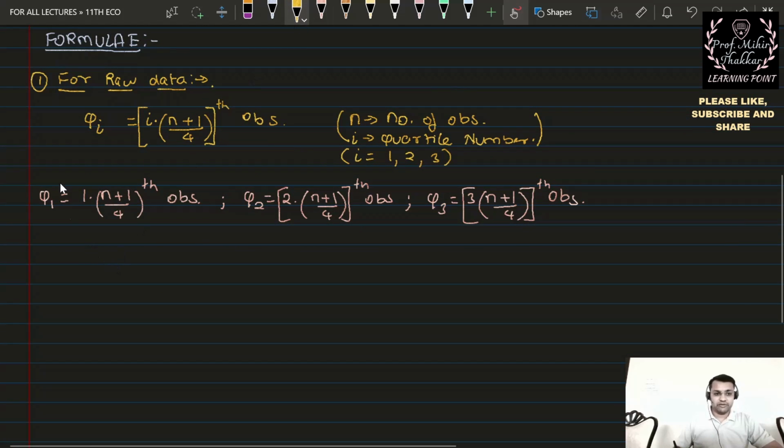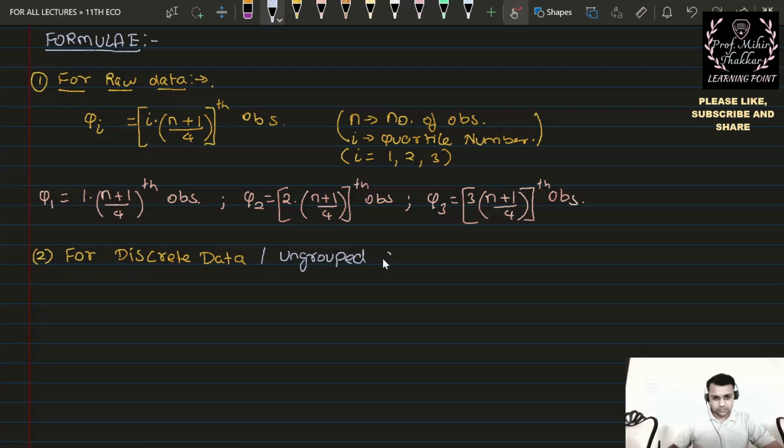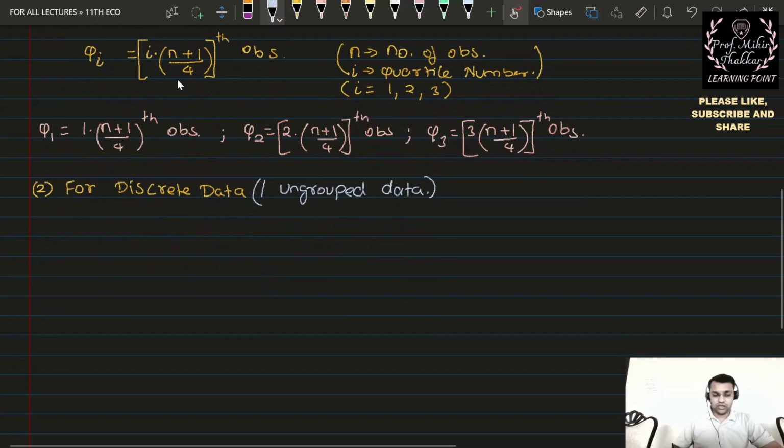Before directly going to examples, let us also write down the formula for the discrete data, and then we will take examples for both cases together, and then I will come to the third kind of data. Formula number 2, which is for the discrete data, or you can also call it ungrouped data.